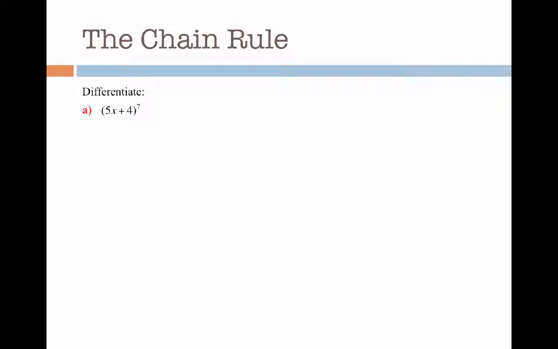So let's start off by differentiating 5x plus 4 to the power of 7. This is not your normal everyday differentiation. What we're going to do is use the chain rule. To begin with, we let u equal the bracket 5x plus 4. What we're going to do now is differentiate u with respect to x, finding du dx, which is just 5.